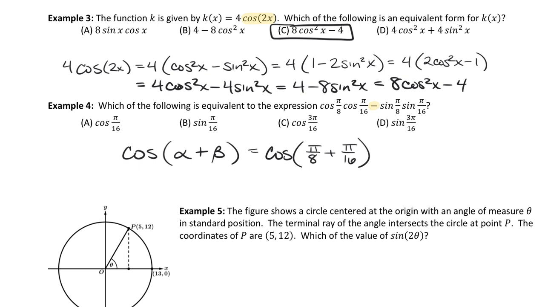How do we add pi over 8 plus pi over 16? Common denominators. We'll make that common denominator 16. That means this is times 2. So it's 2 pi over 16 plus pi over 16. 3 pi over 16. Is the answer choice C or D, by the way? They both have 3 pi over 16. C, because this is the cosine of the sum.